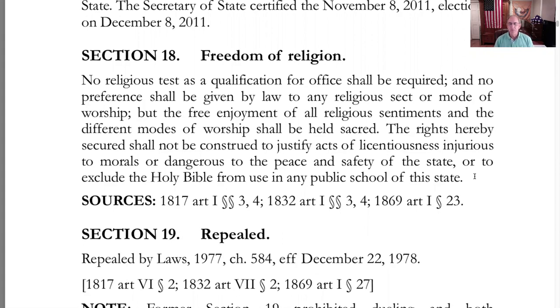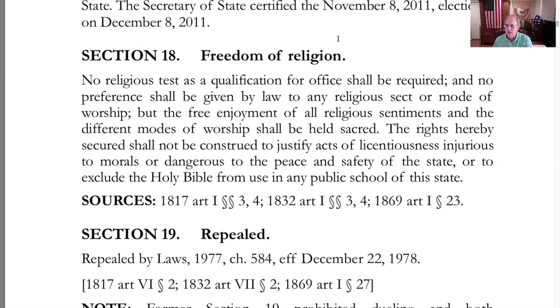And remember, a state constitution has to be ratified by the federal government and signed off on by the president to make sure that it doesn't contradict anything in the federal constitution before it can be implemented in the state. And we're going to see how all that unfolds here. If we look here, here's where we start. The sources are the original 1817 Constitution, these clauses, the 1832 Constitution and these clauses, the 1869 Constitution and this single clause.